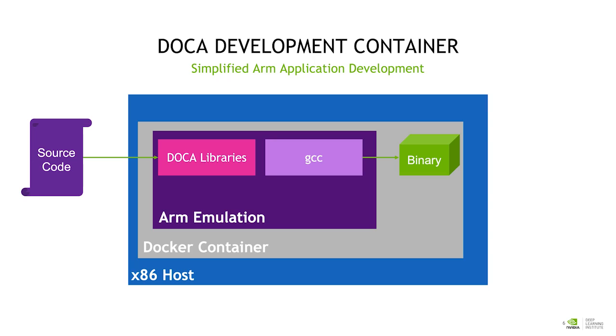BlueField DPUs utilize an ARM CPU, so all applications that run directly on the DPU must be compiled for ARM architecture. Of course, if you have an ARM server sitting in your office running Linux, you can download the DOCA libraries and start building right away. But to enable DOCA developers, we've built the DOCA development container, which packages a number of build tools, the DOCA libraries, and a QEMU emulation layer to allow you to compile DOCA applications for ARM CPUs on x86 hosts. This is to help make DOCA application development fast, easy, and error-free.